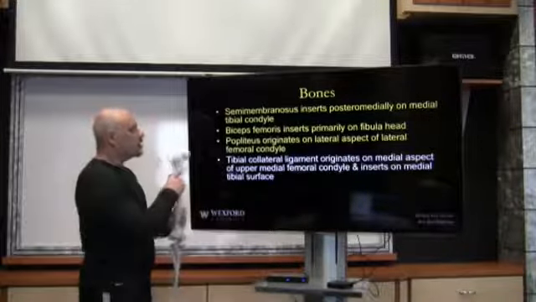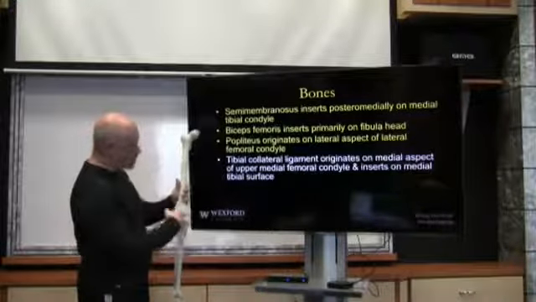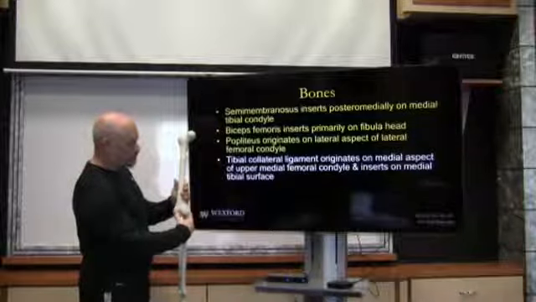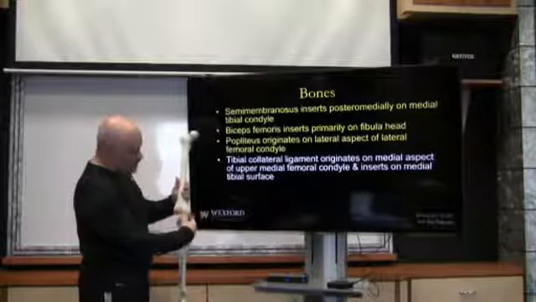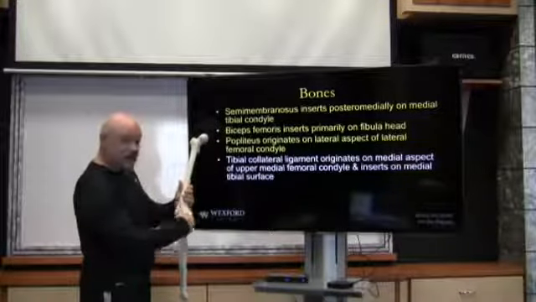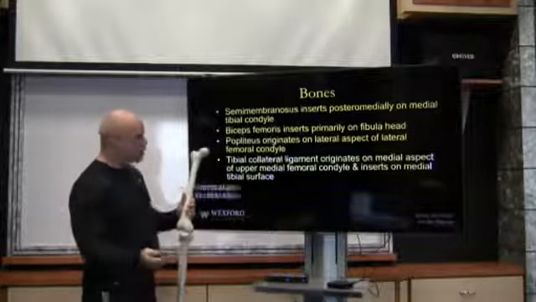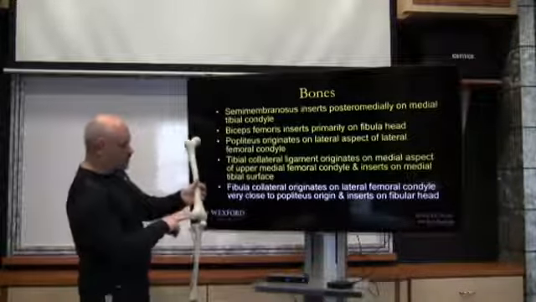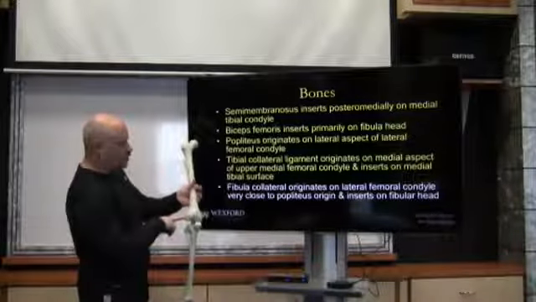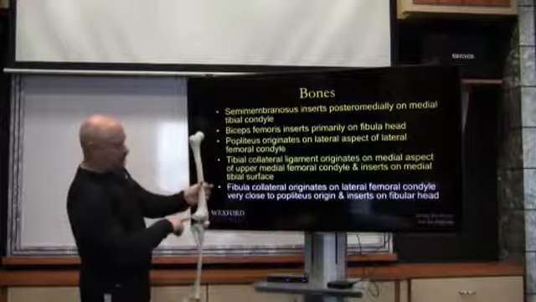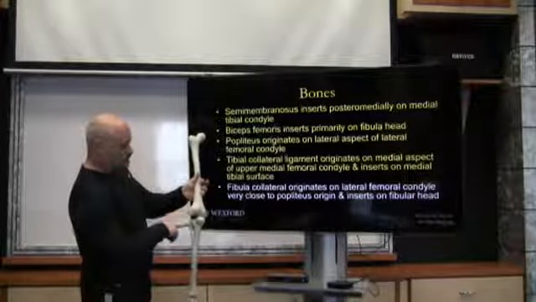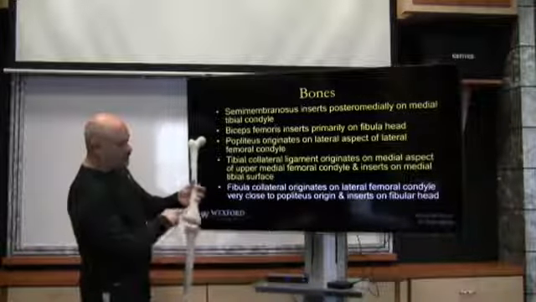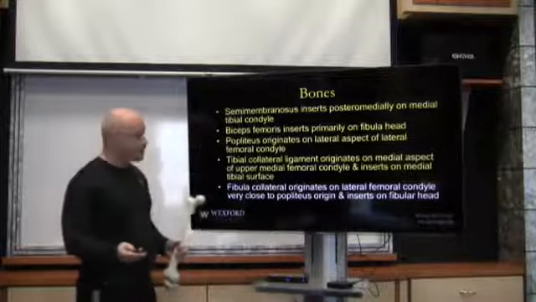The tibial collateral ligament originates on the medial aspect of the upper medial femoral condyle and inserts on the medial tibial surface. That's on the inside. The fibular collateral originates on the lateral femoral condyle, very close to the popliteus insertion, right over here, and inserts on the fibular head. So we have the medial collateral and lateral collateral ligaments.